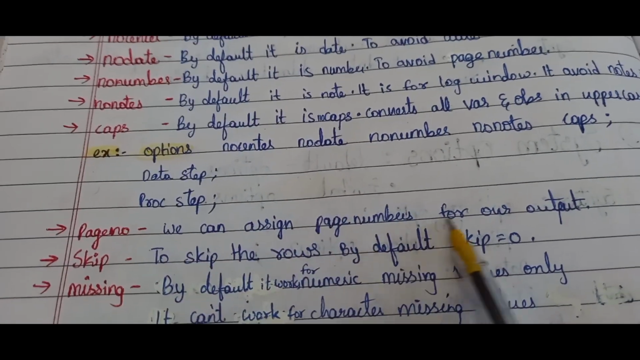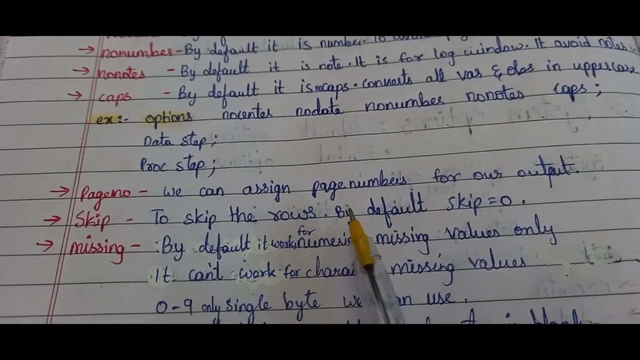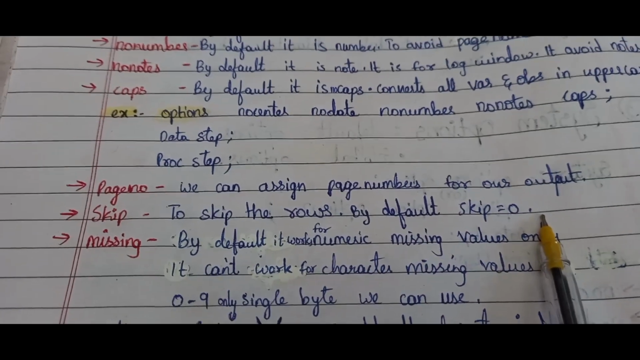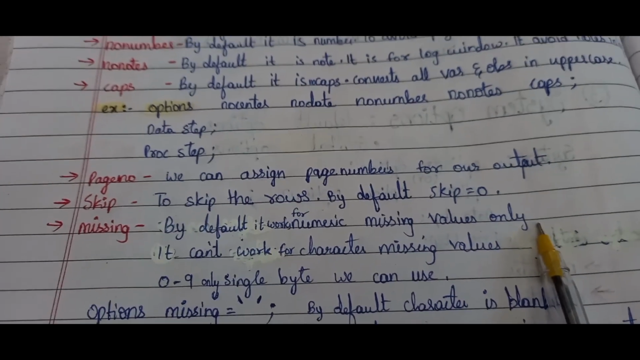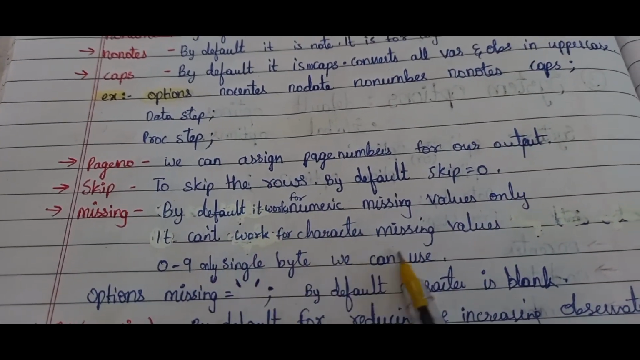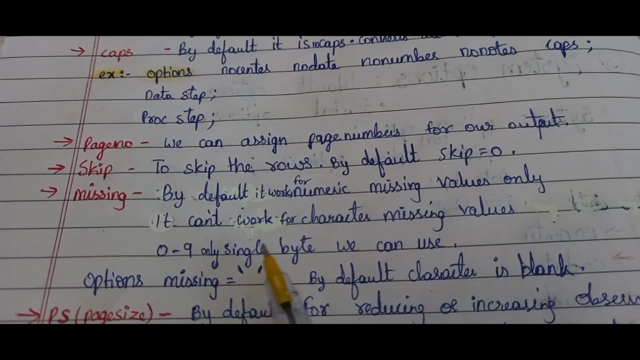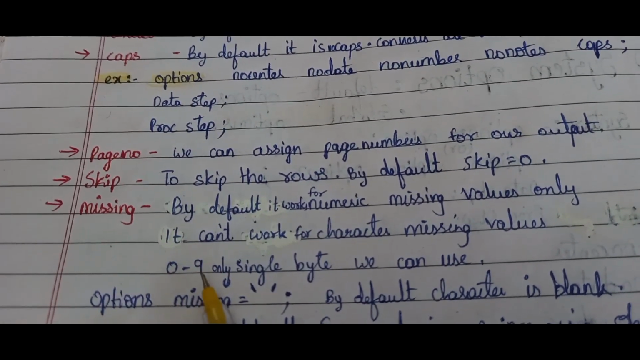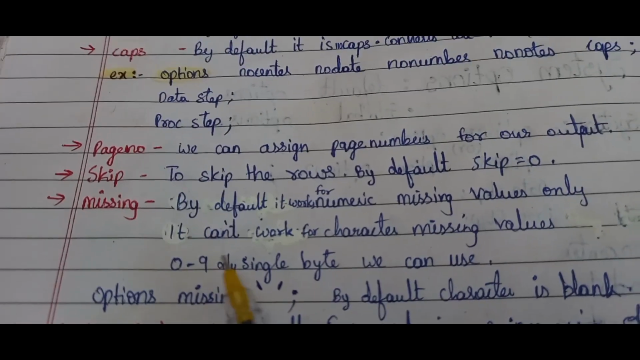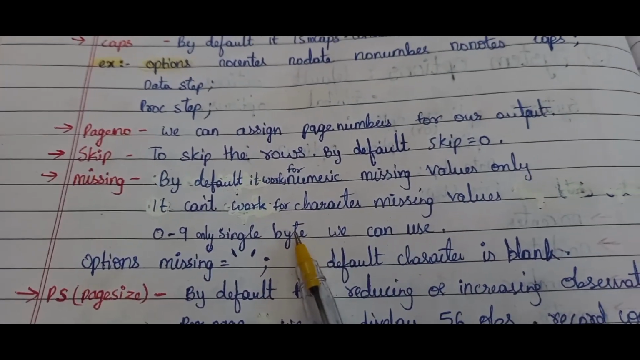Next, pageno means it resets the current page number. We can assign page numbers for our output. Skip is used to skip rows. By default skip is equal to 0. Missing, by default, works for numeric missing values only, but it will not work for character missing values. Single byte we use. This is important for missing. Only 0 to 9, anything you can write, but 10, 11 will not work. Only a single byte. One byte is equal to one character, right?